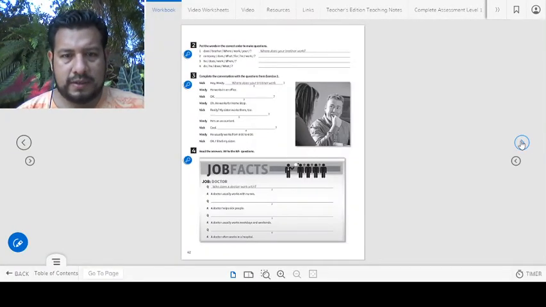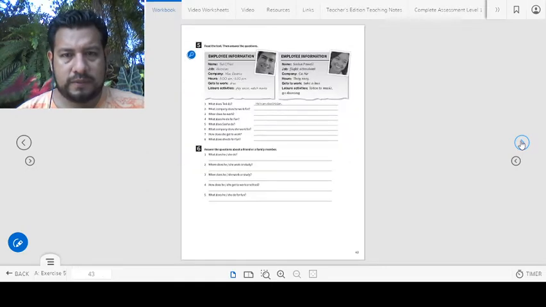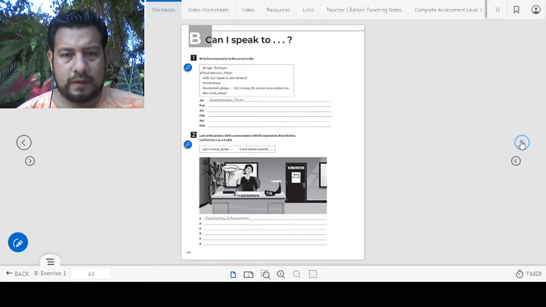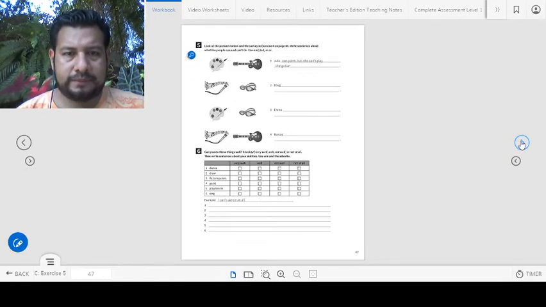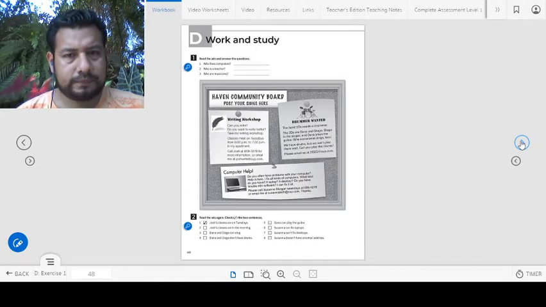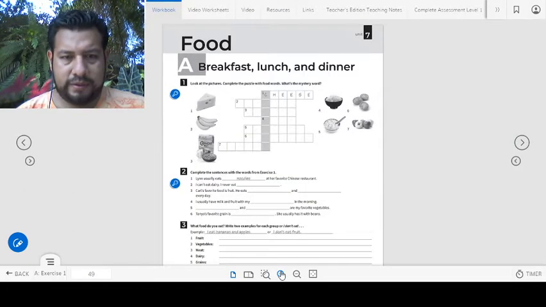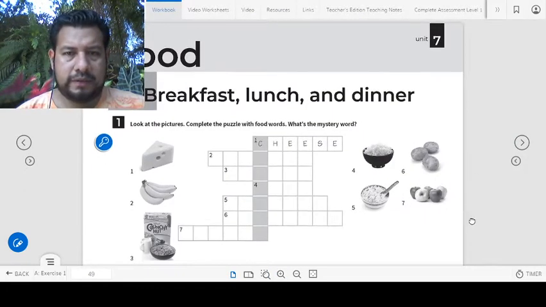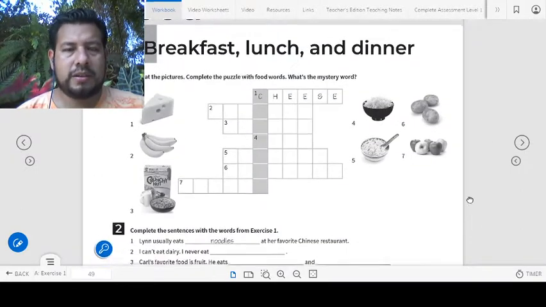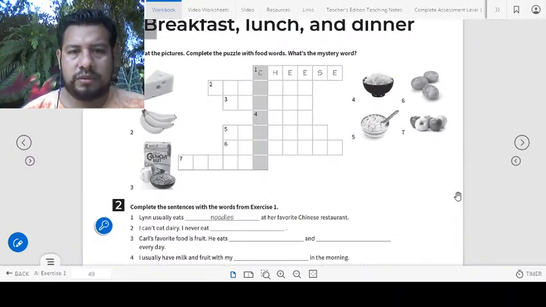Jar facts, aquí están jar facts. No, esto no es. Este es de la vez pasada. Aquí está breakfast. Vamos a darle zoom para que lo vean mejor. Sale, breakfast, lunch and dinner. Look at the pictures and complete the puzzle with the words. Ese es un crucigrama.